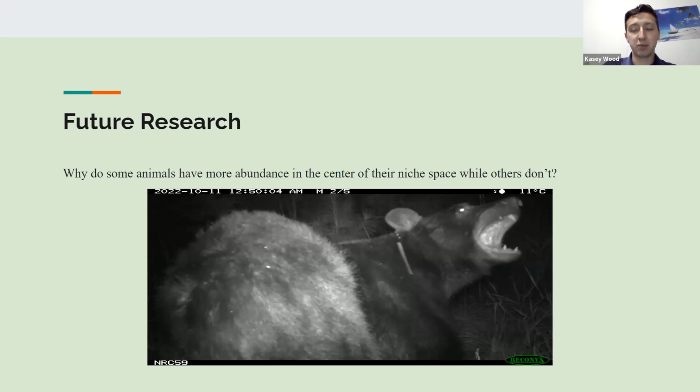I predict that it's because there was typically a greater amount of resources in the core of a niche space, and being that the American black bear is much larger than any of the other mammal species we chose, that could show that these large animals need to be in their core to get these necessary resources to survive.